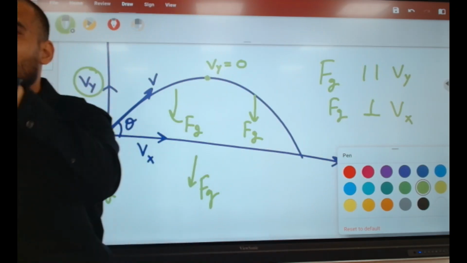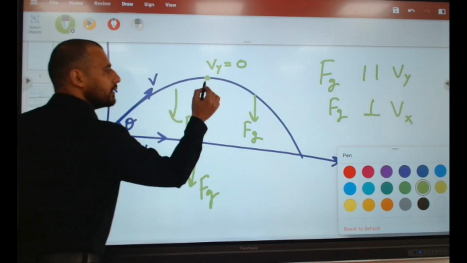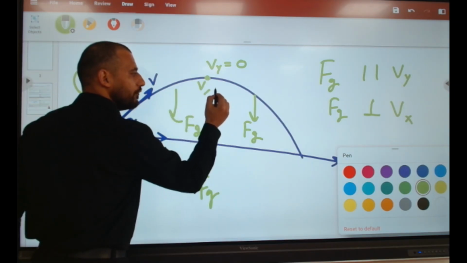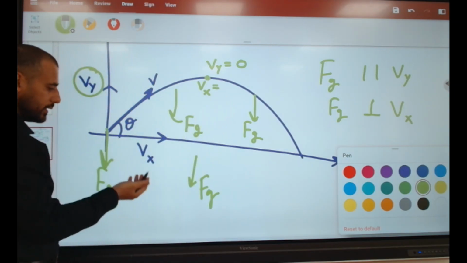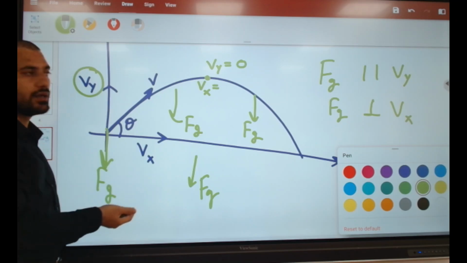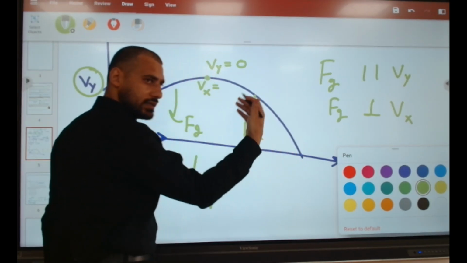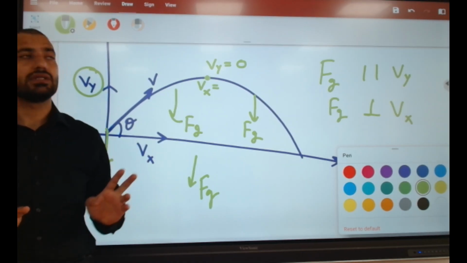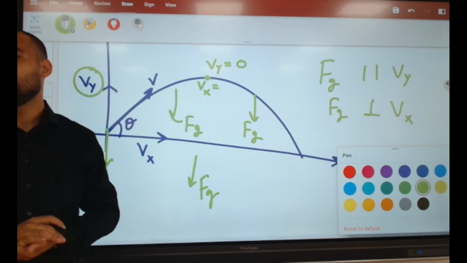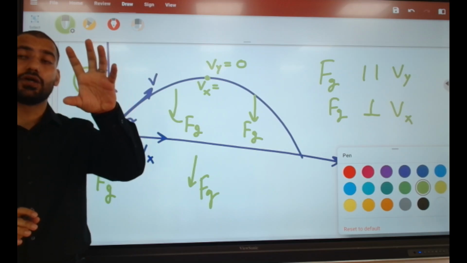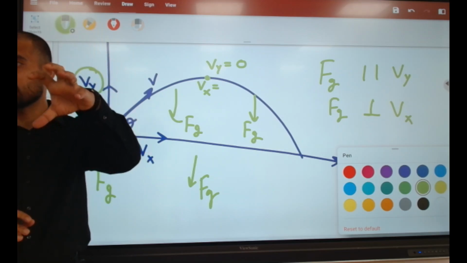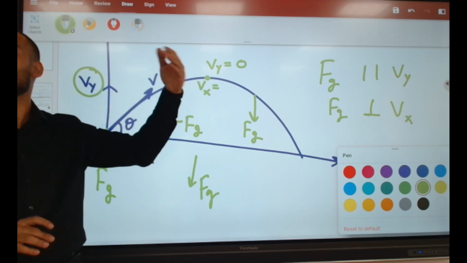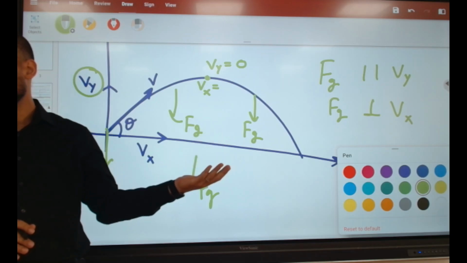Is that clear? That is why, if you ask what is the value of Vx at the top, it is the same as it was at the bottom, is it? What is the Vx value here? Same. Everywhere Vx remains same. Is that clear? Yes. So this is the concept of producing acceleration when the velocity changes. Is that fine?